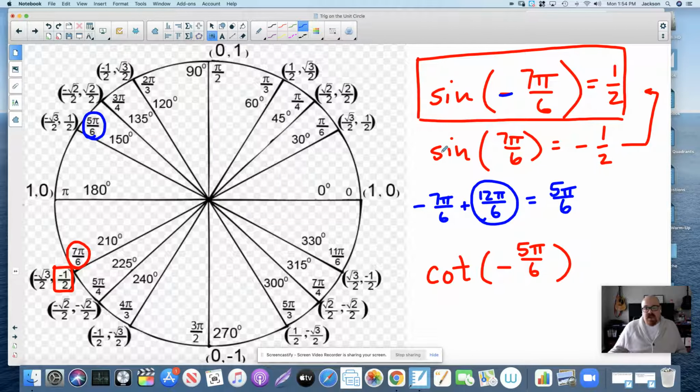So I wouldn't have to go through this entire process if I found a coterminal angle to start. And now I can say, what's the sine of 5 pi over 6? And it's this y coordinate, which is the 1/2 that I got here.